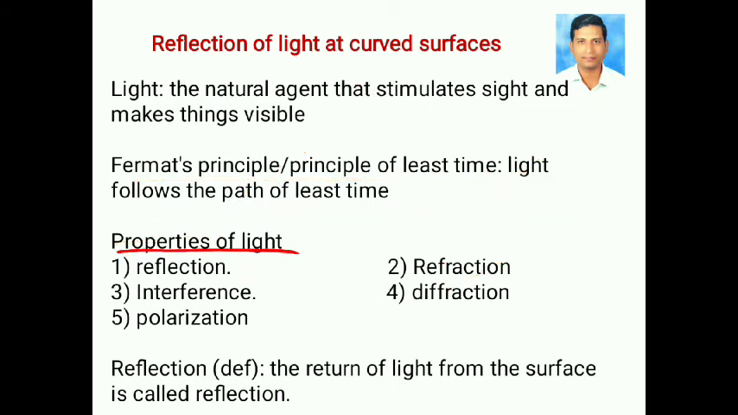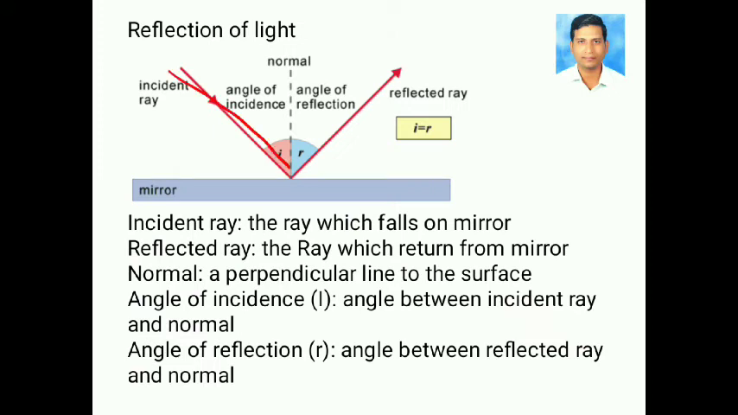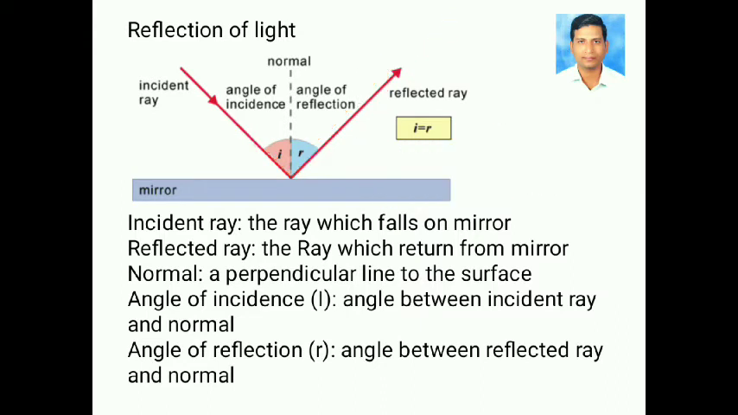Properties of light. There are 5 properties of light. Those are reflection, diffraction, interference, diffraction and polarization. In this chapter we discuss reflection. Reflection is nothing but the return of light from a surface is called reflection.